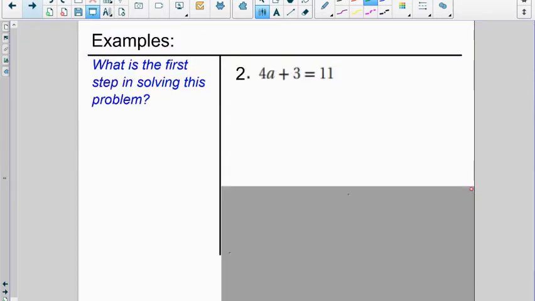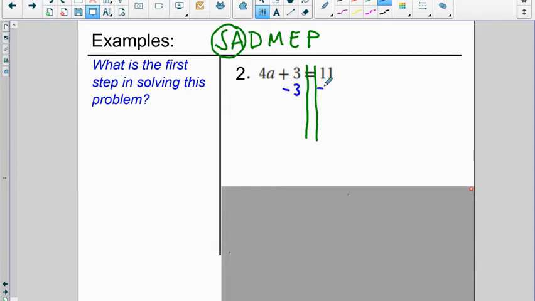In our second problem today, 4a plus 3 equals 11, I see that there are two operations. There's the multiplication between 4 and a. Remember, that's 4 times a. And there's also the addition, the plus 3. So think about following the reverse order of operations, which we can remember using SADMAP, to help us with the order of how to solve. We want to start by undoing any subtractions or additions.